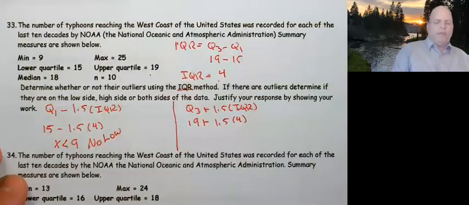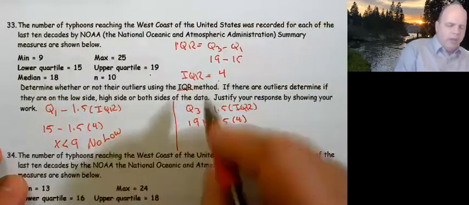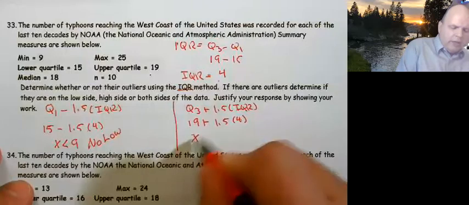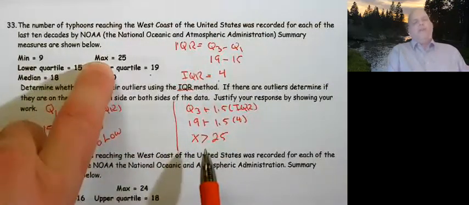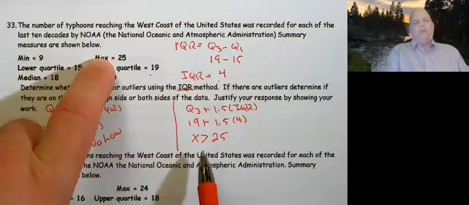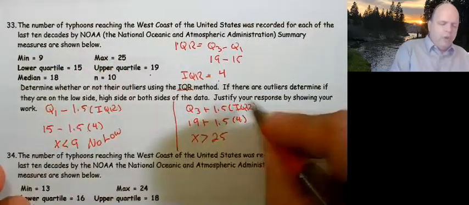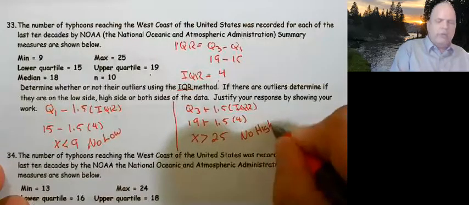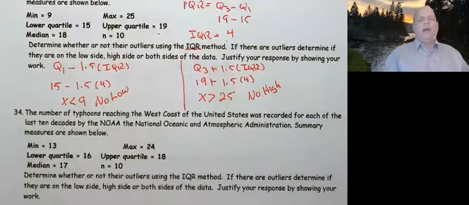And when I do my math for this, 1.5 times 4 is 6. 19 plus 6 is 25. And X has to be greater than 25. Well, we're on the fence again. We don't have a max value greater than 25. If we had 25.01, we would have an outlier. But since it's the same, we have no high side outliers. All right, so that's for 33. We have no low and no high.